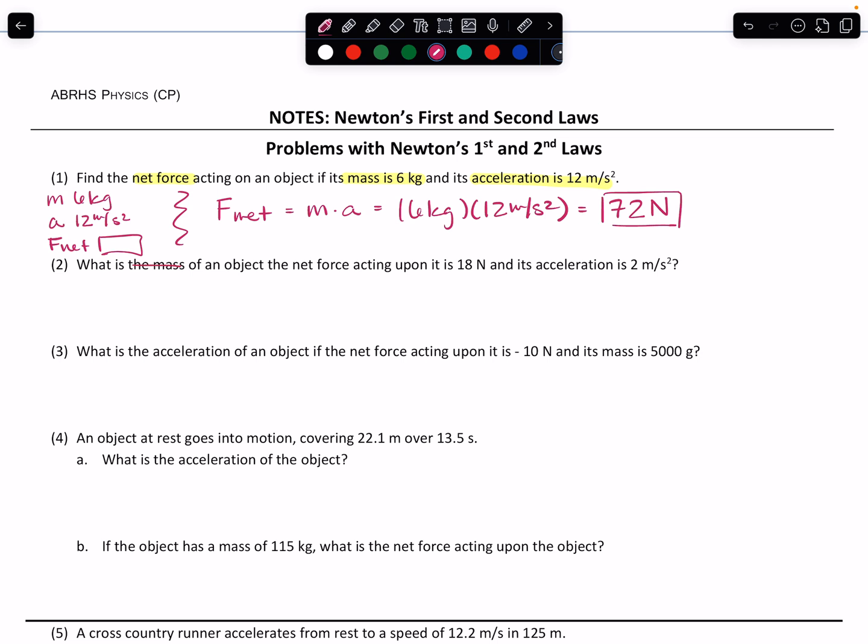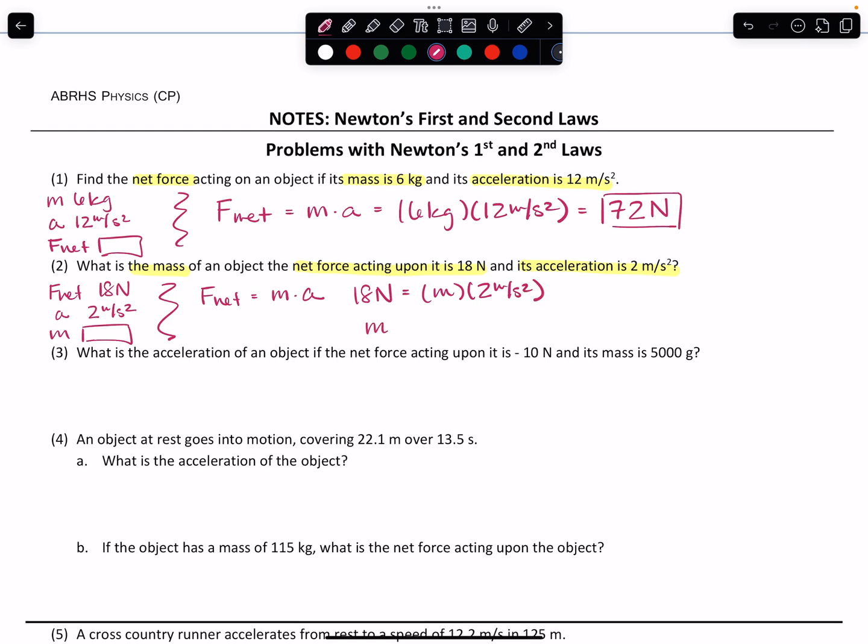This one asks about the mass. What is the mass of the object if the net force is 18 newtons and the acceleration is 2 meters per second squared? All right, so again, this time we've got F net is 18 newtons. We've got an acceleration value of 2 meters per second squared, and we're asked to find the mass of that object. All right, we're going to use Newton's second law again. So F net equals mass times acceleration. If we plug our values in, we have 18 newtons is going to be equal to our unknown mass times 2 meters per second squared. So we're going to divide both sides by 2, and we have a mass of 9 kilograms.